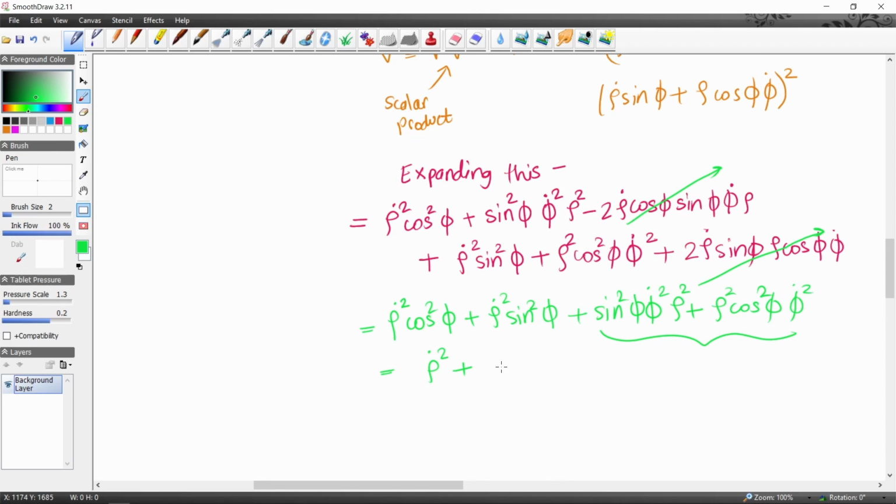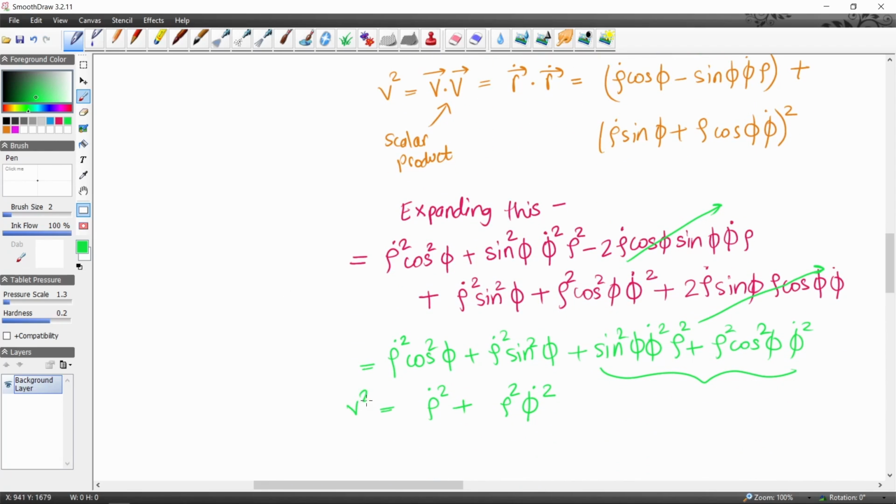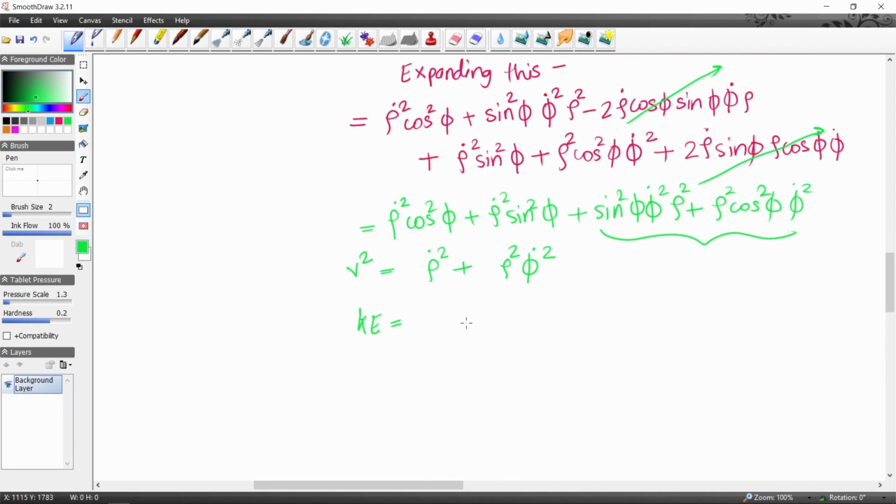Now this is the expression for the velocity square. We know that the kinetic energy is equal to half mv square. So we substitute the v square that we just found into the following formula, and we get the kinetic energy is equal to half m (rho dot square plus rho square phi dot square).